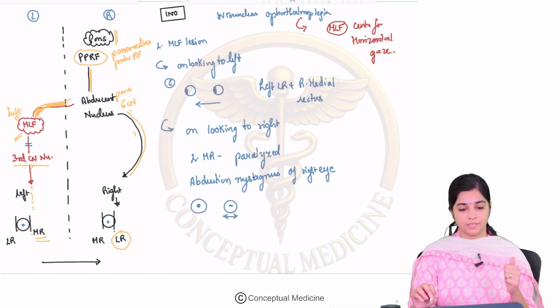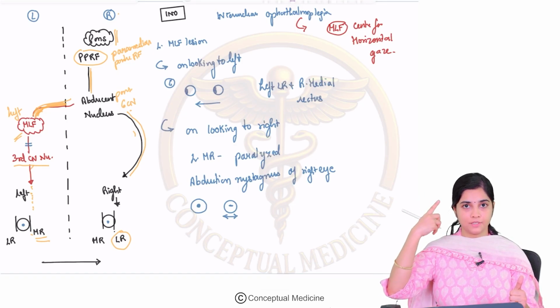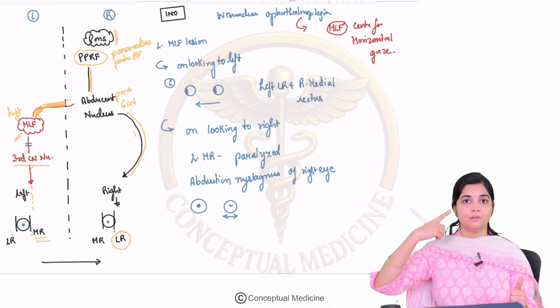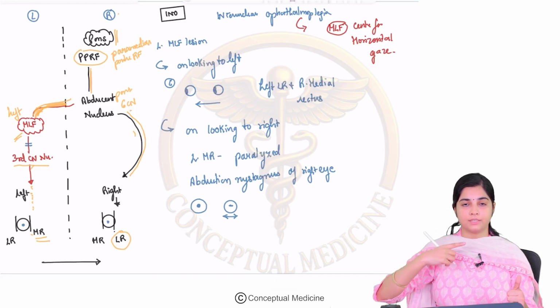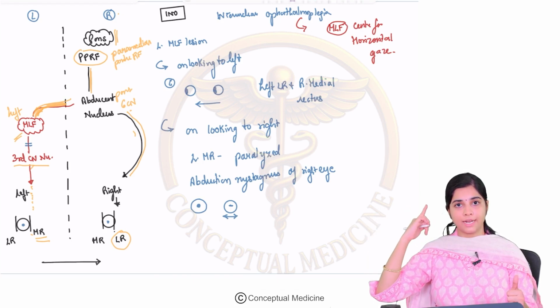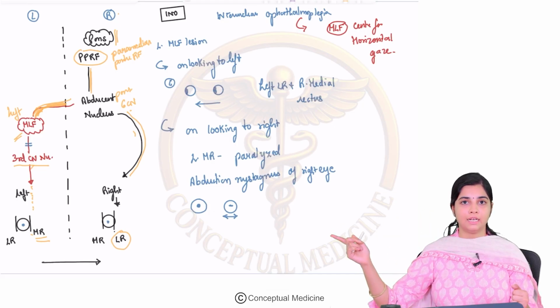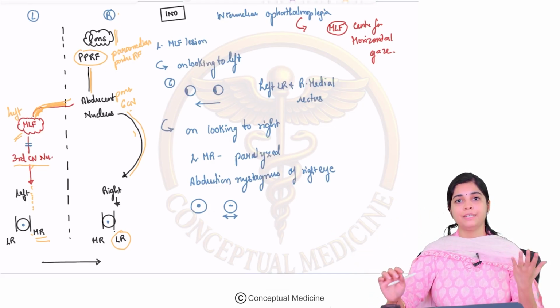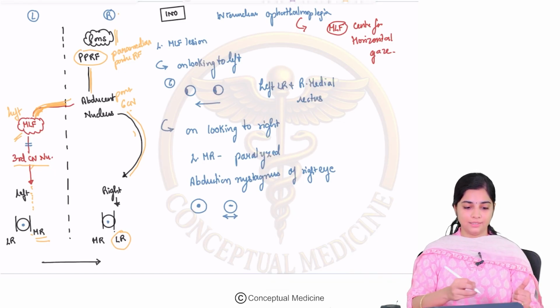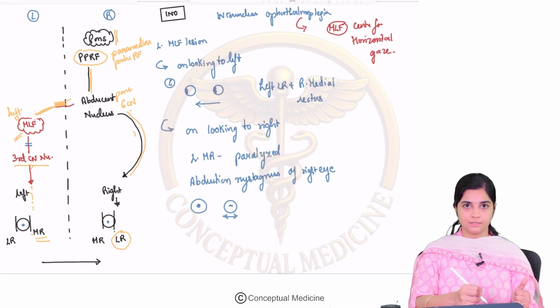Let us understand the pathway clearly. So, the right PPRF is going to control the ipsilateral or the right-sided abducent nucleus. So, if you are planning to look to the right side, your right gaze, the right PPRF is going to control the right abducent nucleus or right sixth cranial nerve for right LR contraction. At the same time, the left medial rectus has to contract simultaneously, and this is brought about through your left MLF, which passes through the third cranial nerve nucleus, and your left MR is going to contract.